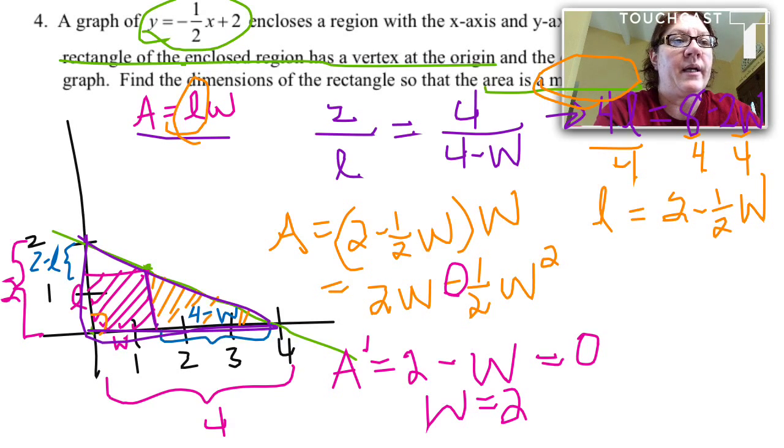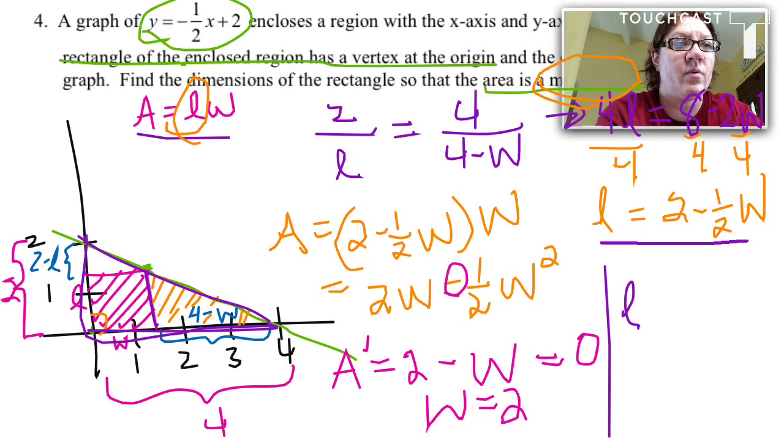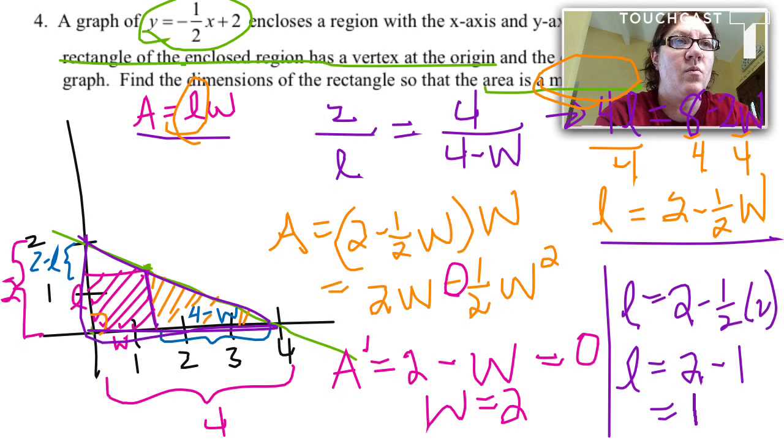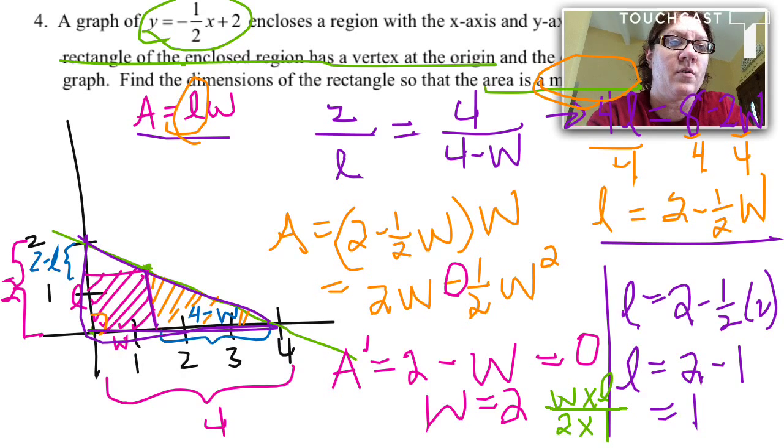And if I plug this back in to this equation right here up above, then I find out that L is 2 minus 1, or 1. I just found the dimensions of my rectangle. So I can say it's 2 by 1 with the width first. Awesome!